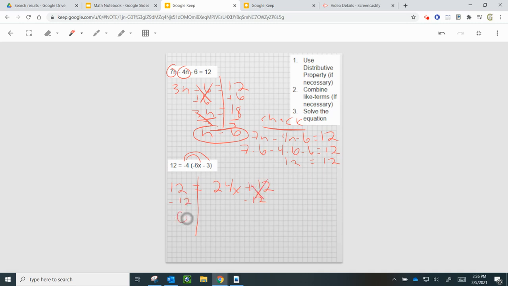and I get 0 equals 24x. Divide by 24, and x equals 0, I think. But of course, I'm going to check.